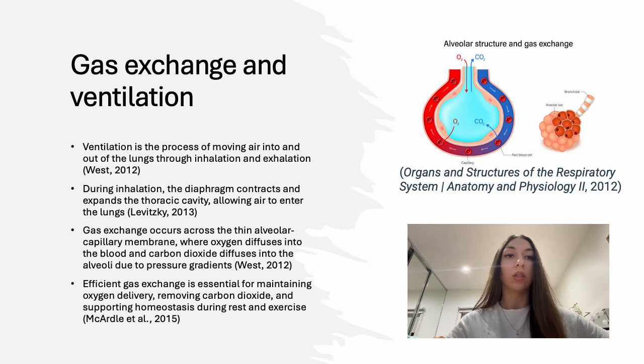Oxygen diffuses from the alveoli into the blood because oxygen concentration is higher in the lungs than in the bloodstream. At the same time, carbon dioxide diffuses from the blood into the alveoli to be exhaled. This process is essential for maintaining oxygen supply, removing waste gases, and supporting homeostasis, particularly during exercise when oxygen demand increases.